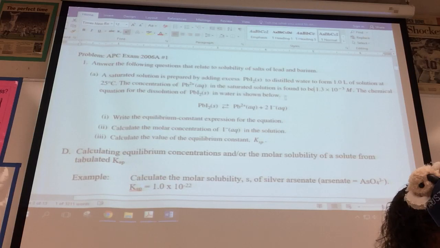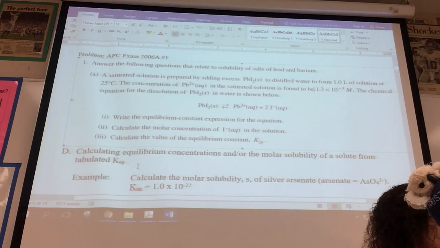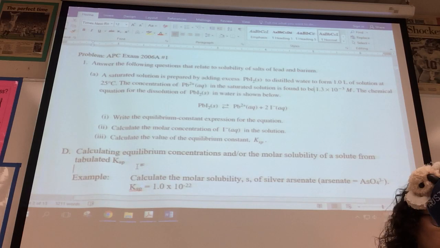Concentration of lead-2 in the saturated solution is 1.3 times 10 to the negative 3 molar. Chemical equation for the dissolution. Dissolution, you're dissolving in water. It's not decomp because you're generating ions. With decomp, you don't generate ions. Be careful there. Lead-2 ion and 2 iodide ions. So that's given. And the first thing, it says write the equilibrium constant expression.